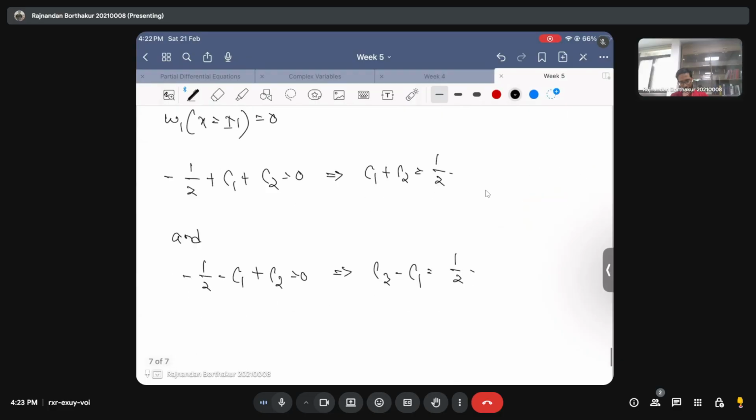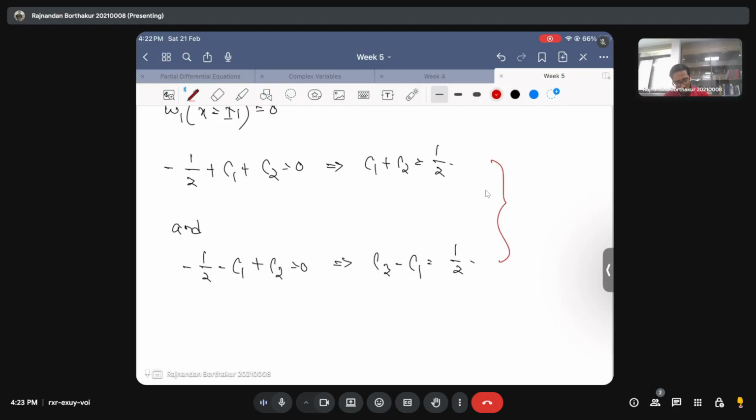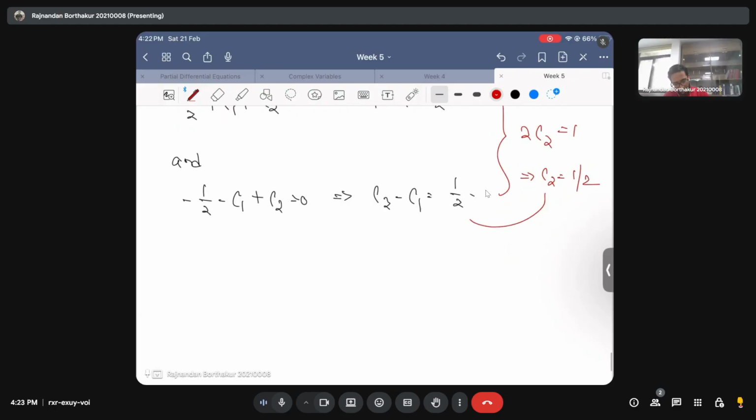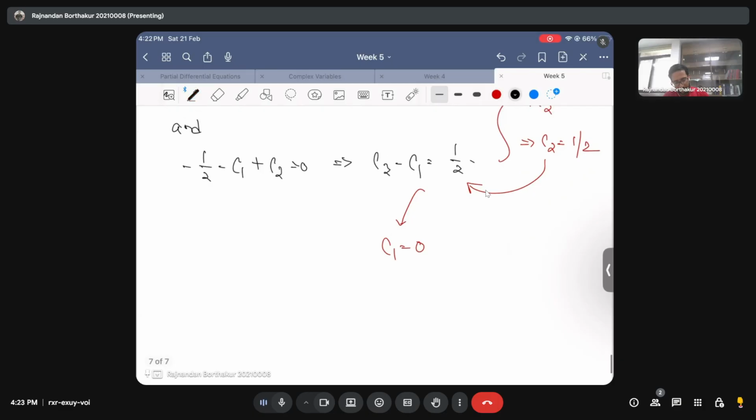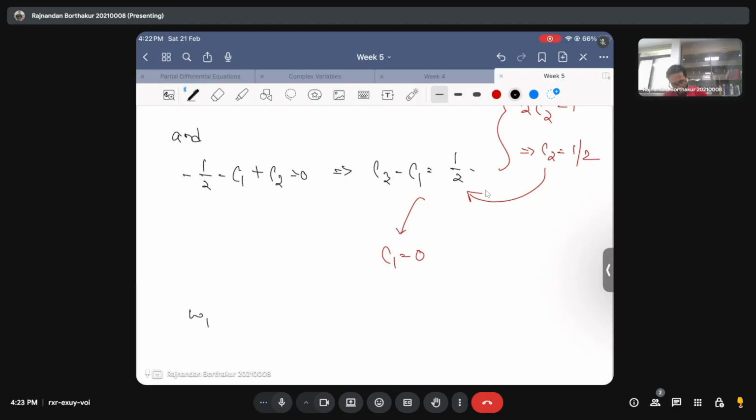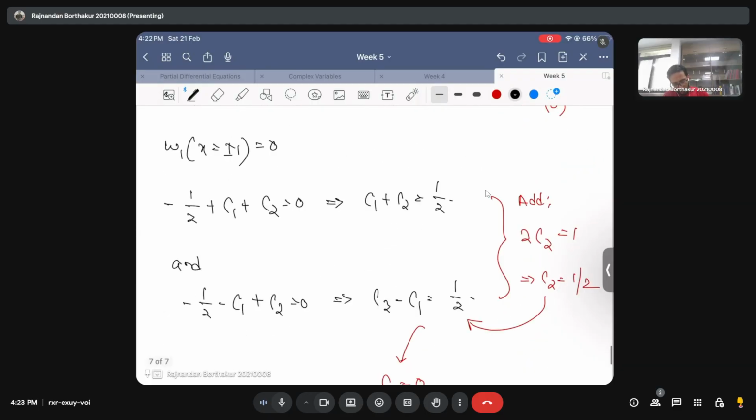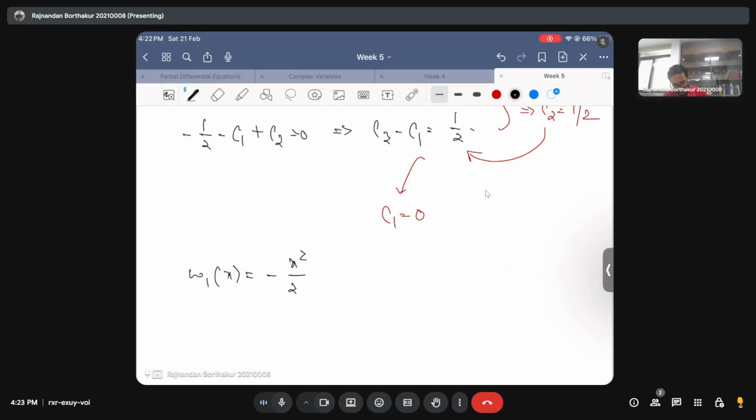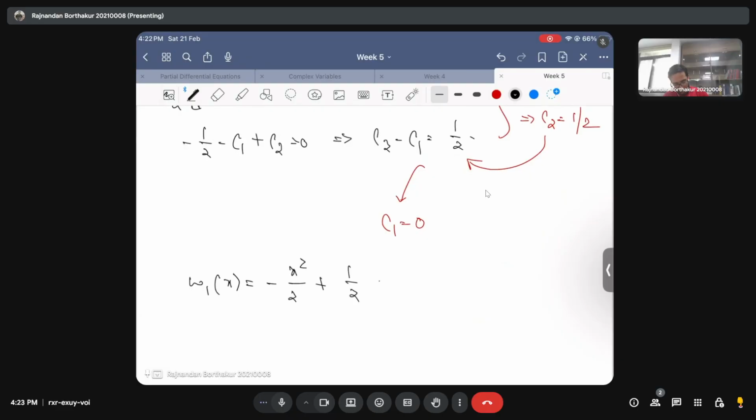Okay, all I need is to evaluate C1 and C2. If I add these two equations, I'll get 2C2 equal to 1, which means C2 is equal to half. And if C2 is equal to half, I substitute it here and get C1 equal to 0. So the solution for W1 of x is going to be minus x squared by 2 plus half, which, if you take a half common, gives 1 minus x squared.